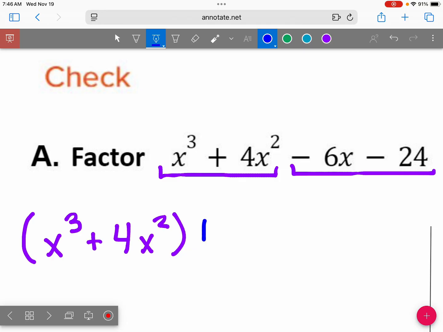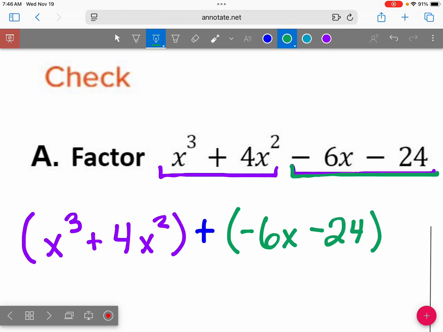We always want to put a plus in between. I promise it really does help. And then I'm going to put these two pieces together. My minus 6x and minus 24. So whenever we're setting this up, we should have a plus in between. Otherwise, we're going to run into issues with signs.